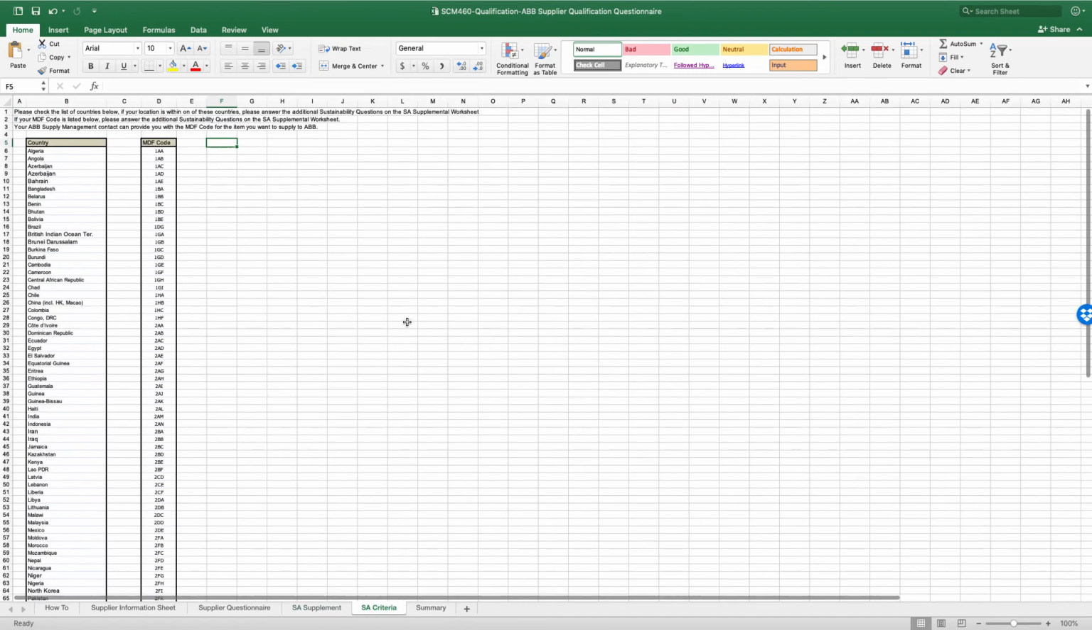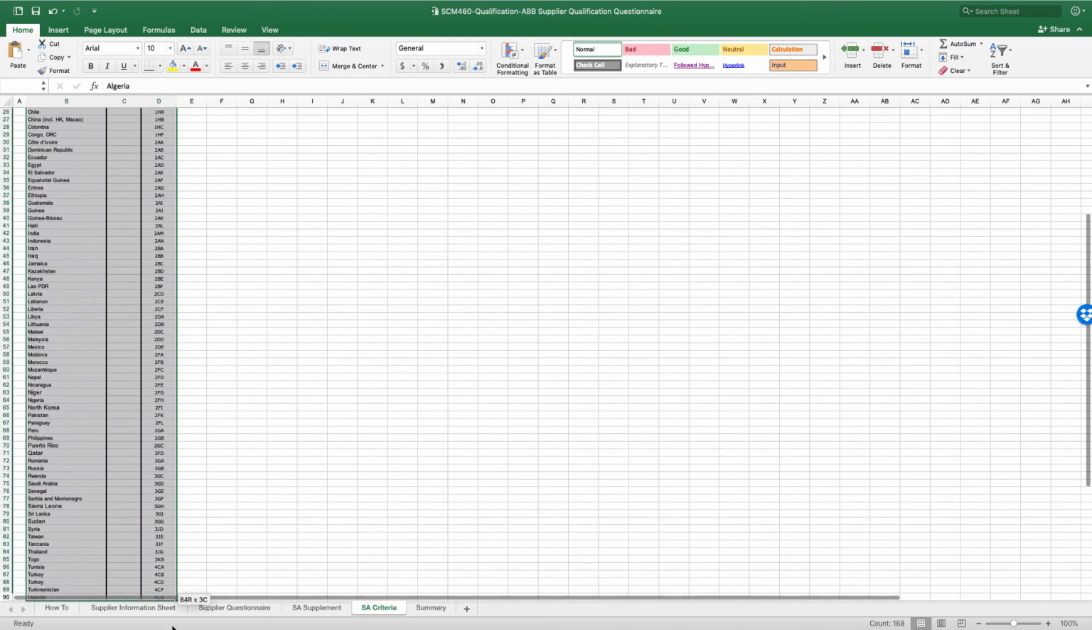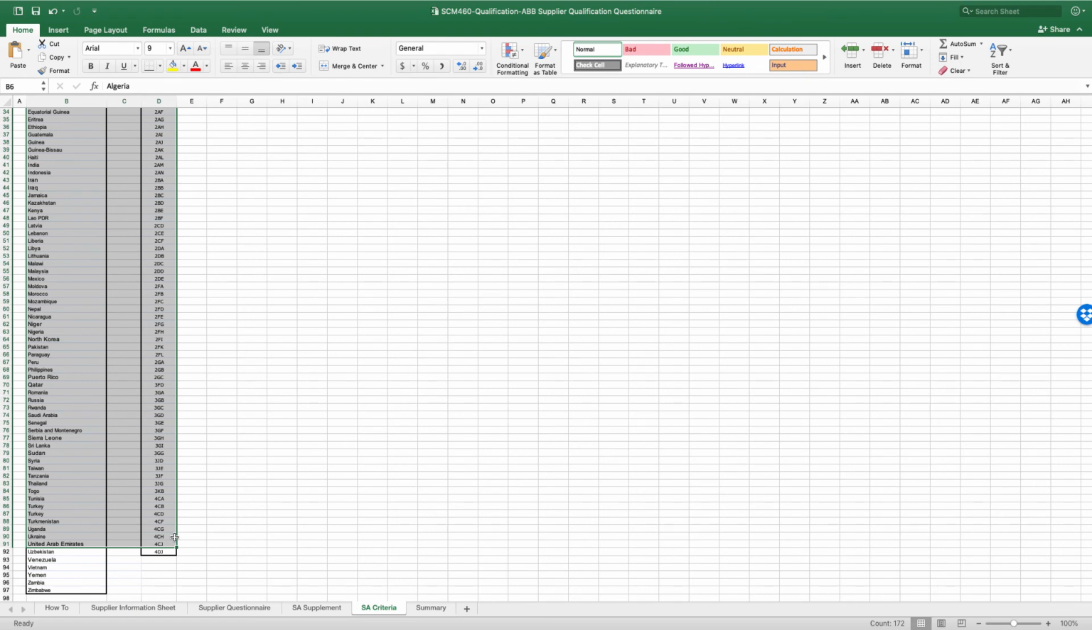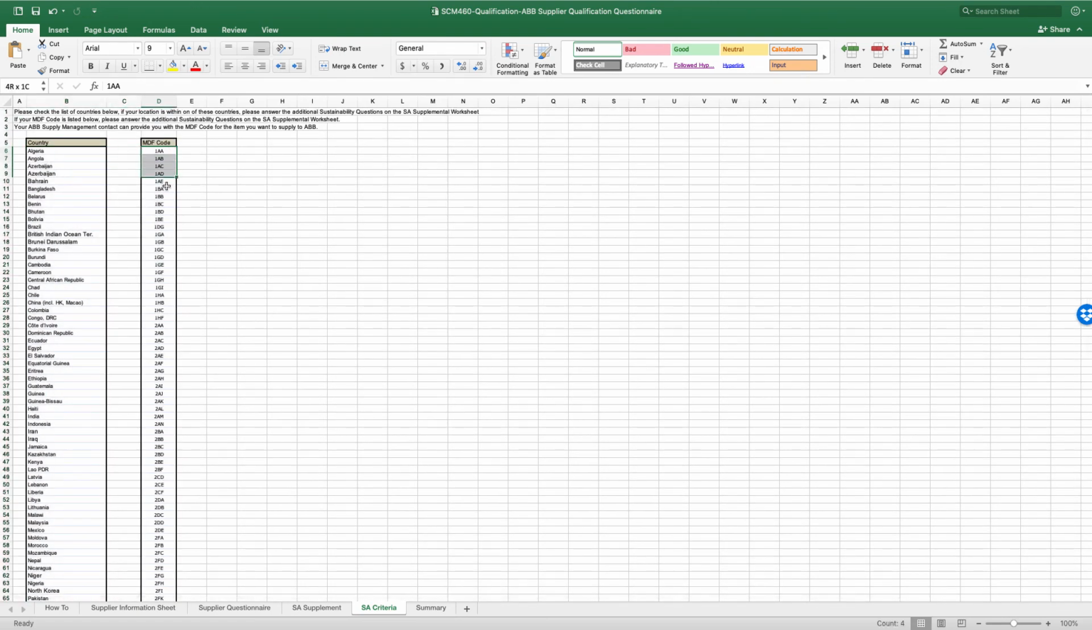Here there is the detail about if the supplier needs to indicate if the location of the supplier is within one of these countries, because for these countries there are additional sustainability questions. So in case you are from Uzbekistan, ABB has, you see these are the code, some supplemental questions that the supplier needs to fill.